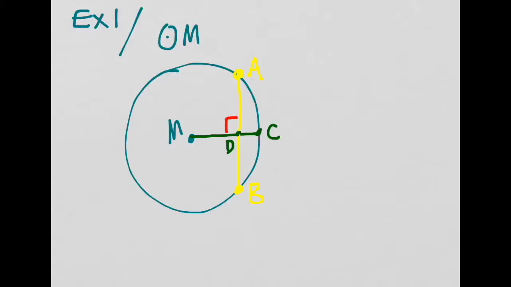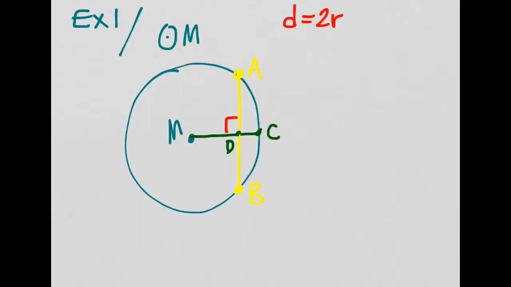Okay, so we need to find the diameter of this circle. Well, the diameter we know goes all the way across. But we also know that the diameter is equal to twice the radius. So if we can find the radius, we can find the diameter. So let's get that off of there. I'm going to keep the diameter is equal to 2 times the radius.